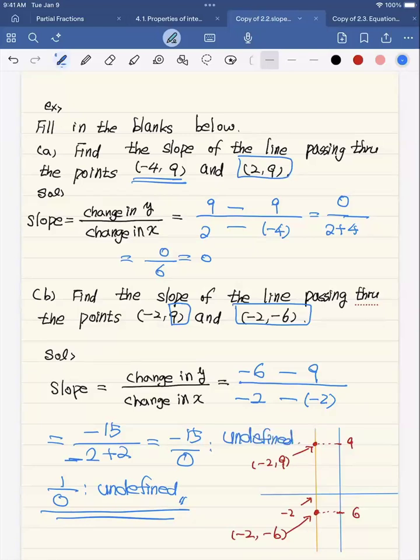What happens in this case is y value changes, but x value remains the same. So when we visualize that, that becomes this vertical line. So the slope is a sort of infinity, and that's undefined.